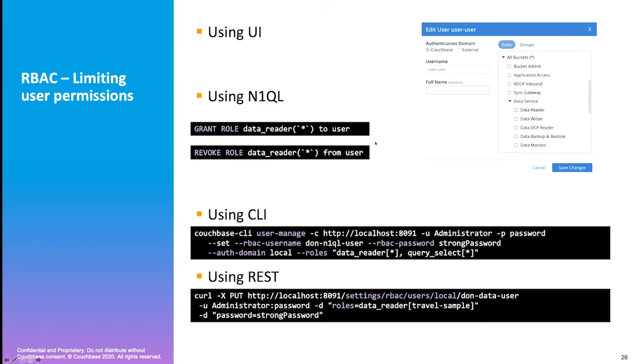You can do it by N1QL, just a grant or revoke role like in normal databases. Here it has a data reader permission for all buckets, for a user called users. And you can do it also from the Couchbase CLI. We said that everything you do in the UI, you can do from the CLI and from REST. So it's true here as well. Everything you do here basically translates to a REST command. And the Couchbase CLI is a wrapper on top of the REST command here.